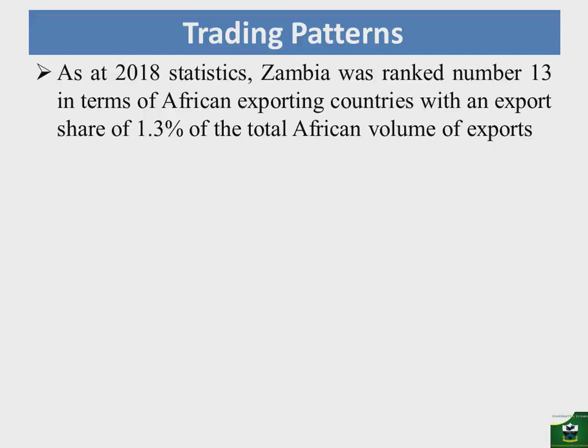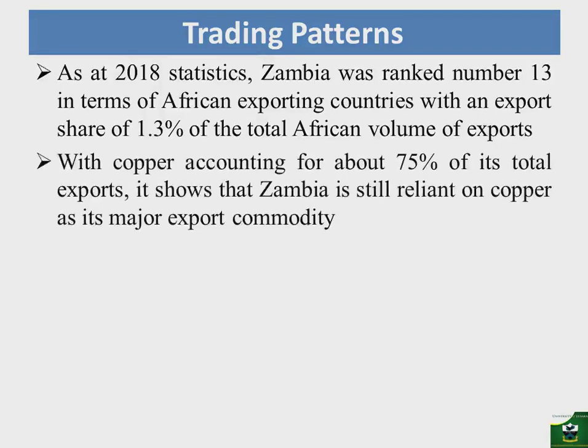Now, the key commodity that contributed to this 1.3%, remember, is copper, because Zambia's exports are highly flooded with copper. Copper accounted for about 75% of its total exports, which still tells us that Zambia is heavily dependent on copper as a major export commodity. There has been a call to divert from the dependence on copper to other commodities and other non-traditional export commodities, and this has been effected. So we expect to see some changes, maybe in the near future, in terms of export composition for Zambia.